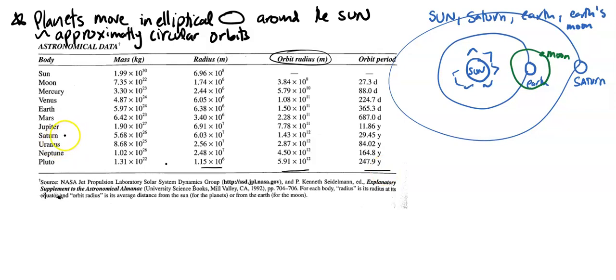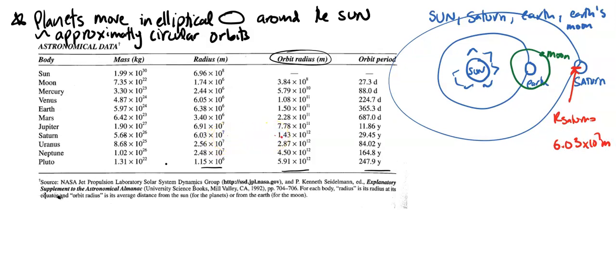So let's look at Saturn because we have that on our table. So Saturn has a mass. We know the mass of Saturn is 5.68 times 10 to the 26. Okay, got that. The radius is 6.03 times 10 to the 7th. So that is just the radius of Saturn. That little distance right there is going to be 6.03 times 10 to the 7th meters.